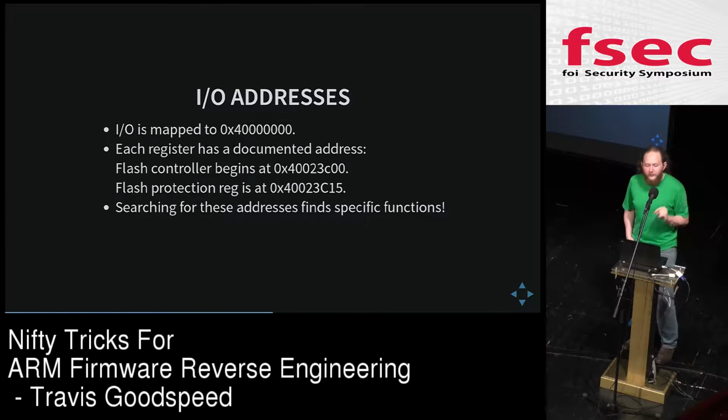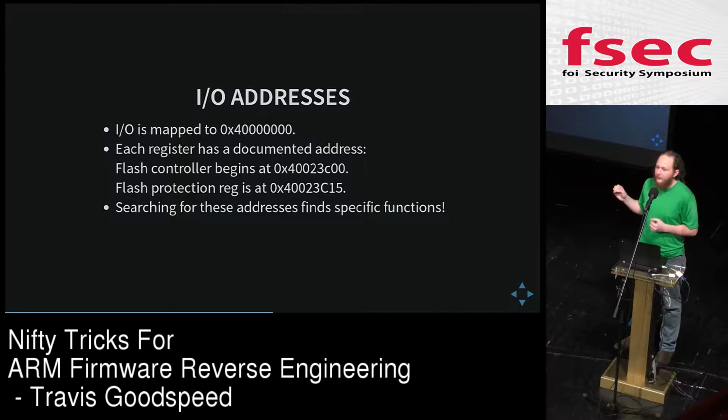So what you do instead is you realize that each register has a documented address. For example, I'm interested in the code that reads and writes the flash memory. I know that the flash controller begins at 4002 3C00, and that at 3C15, you have the actual protection register that needs a password written into it in order to unlock flash for a write. So if I look for any accesses to those two addresses, I can find the code that unlocks flash memory before writing it. And in this way, I can identify the code that rewrites the chip's own memory.